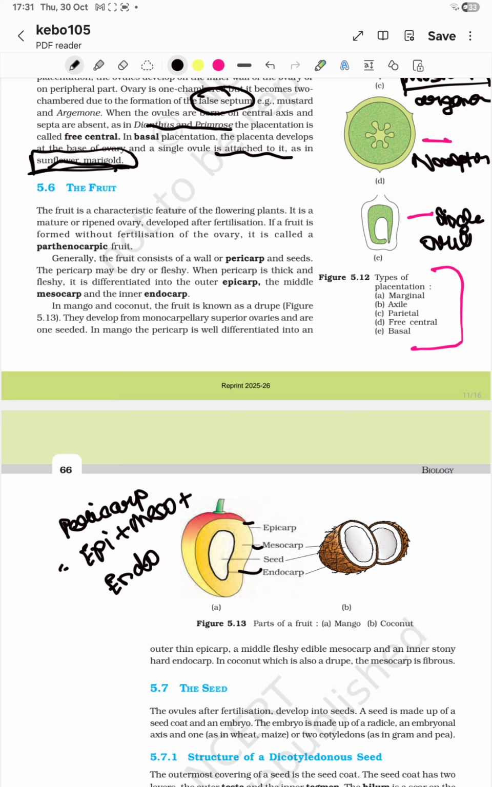The fruit develops from the ovary. The seed develops from the ovule. They will keep getting confused about this. Just remember this point.